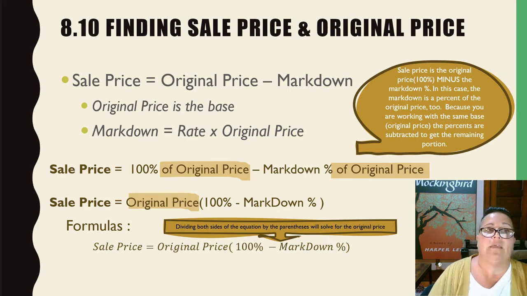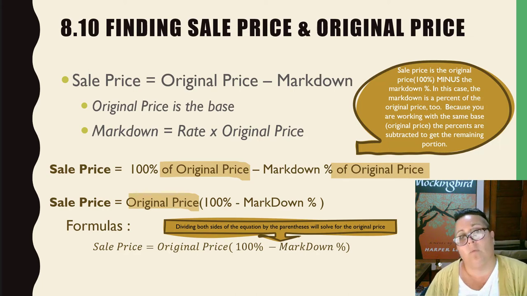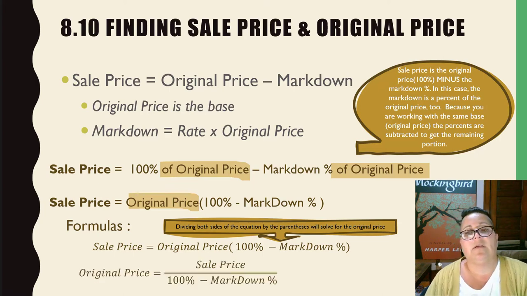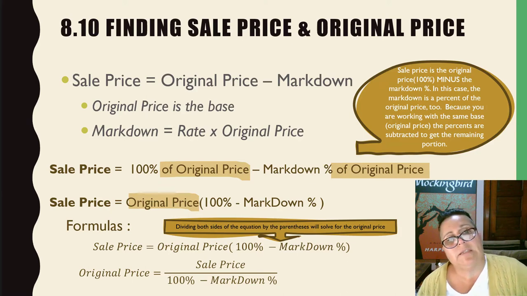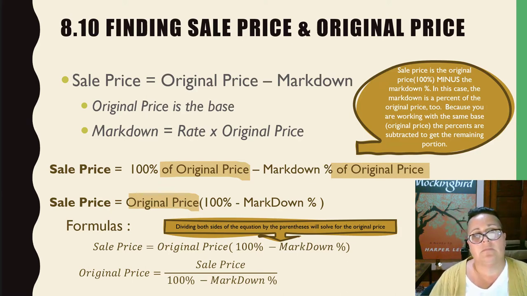Now, on the left side, it's going to be in the denominator, and on the right side, it's going to disappear because I'm going to have 100 minus markdown percent over 100 minus markdown percent. So that means I have a second formula where the original price would be the sale price divided by 100% minus the markdown percent. Right? Let's try a couple of problems.